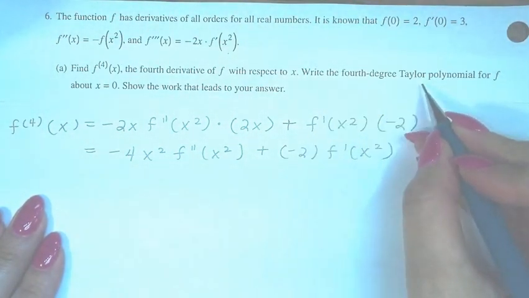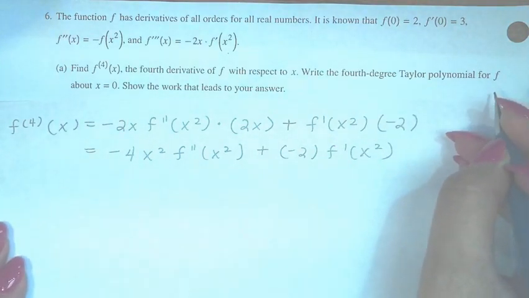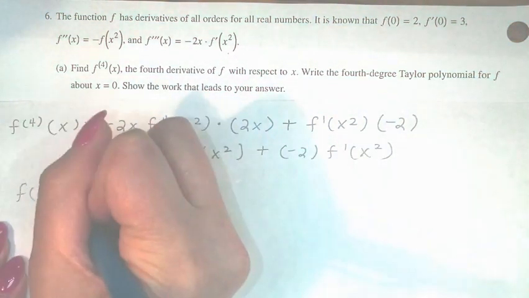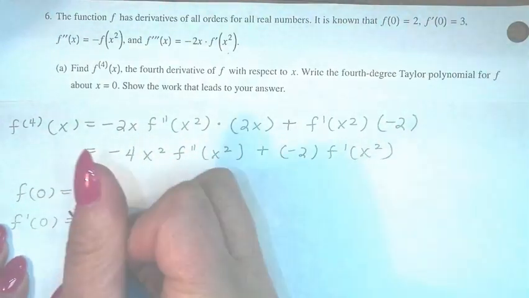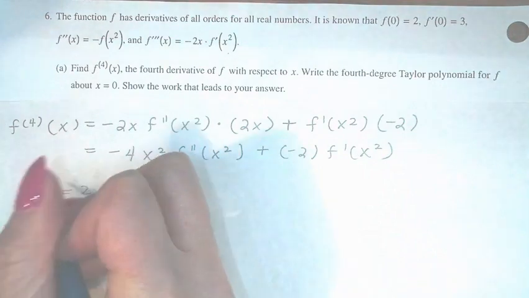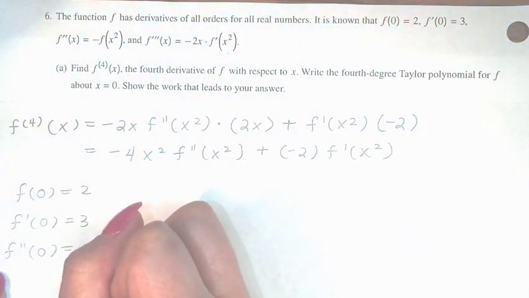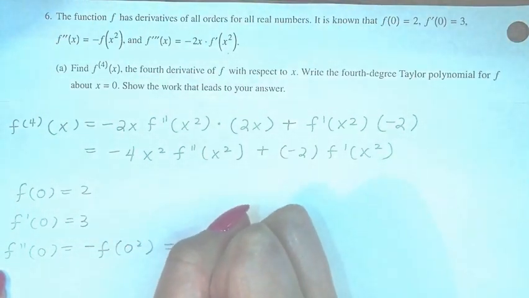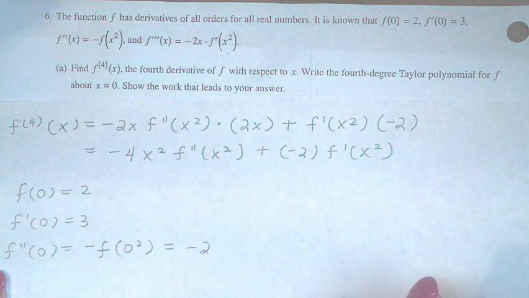Then they want you to write the fourth-degree Taylor polynomial. For the fourth-degree Taylor polynomial, what you need is f of 0, which you do have because it's 2. We need f prime of 0, which you do have because they tell you that it's 3. You need the double prime of 0, which we can get because you can plug in the 0. So you have that it's negative f of 0 squared, which is going to be negative 2.